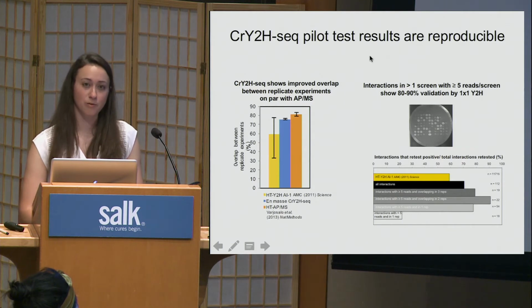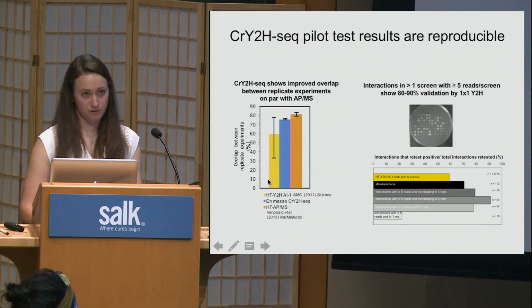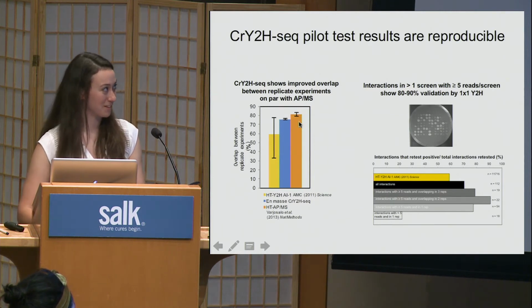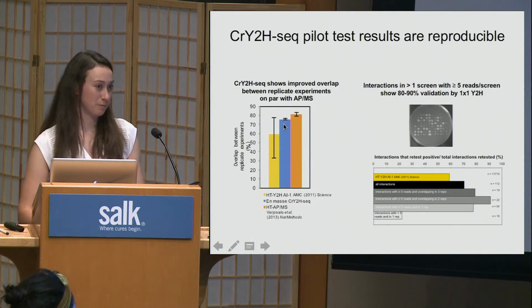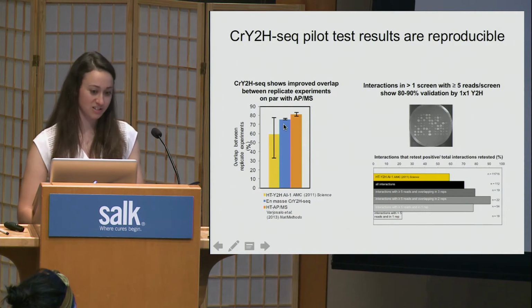And looking at the overall reproducibility, I saw that Cry2H-seq showed improved overlap between replicate experiments over the traditional yeast two-hybrid, and it was on par with affinity purification mass spec experiments. So that's good. It means that the Cry2H-seq replicates are more consistent with each other than previous technology.